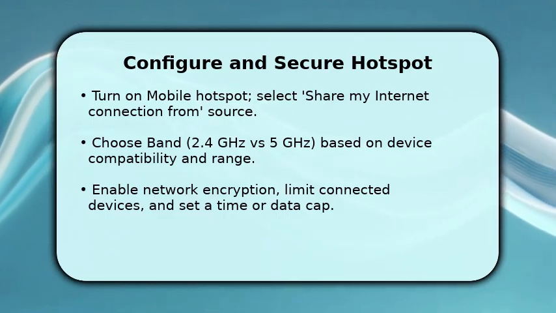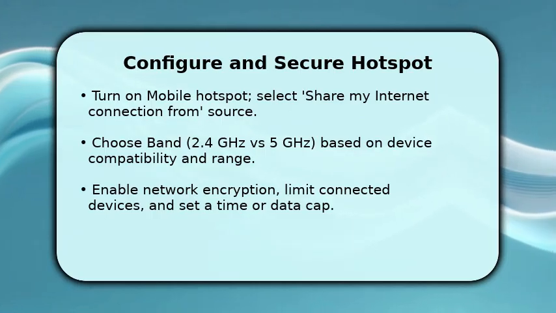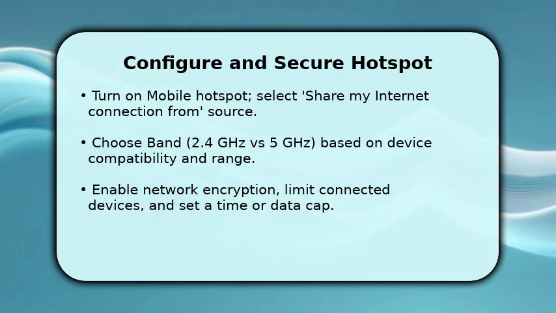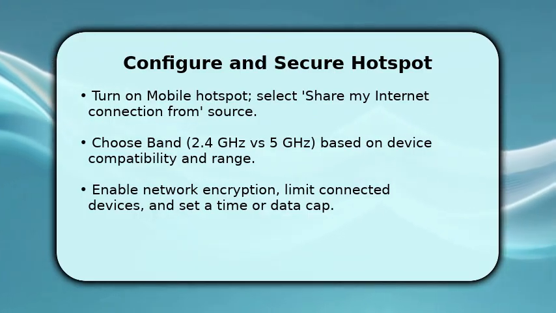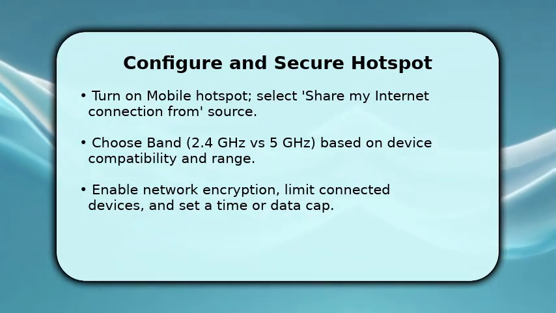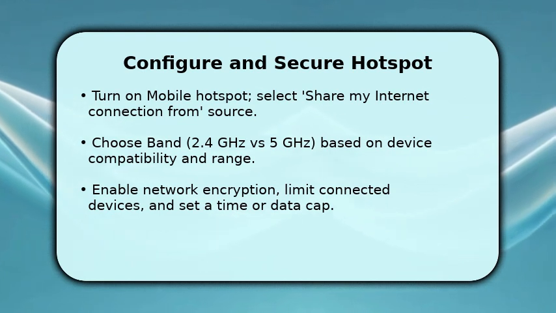Once chosen, enable WPA2/WPA3 encryption and change the default password. This prevents casual access. You can also limit the number of allowed devices and set a data or time cap to avoid unexpected use. Finally, connect a device and verify it gets internet.